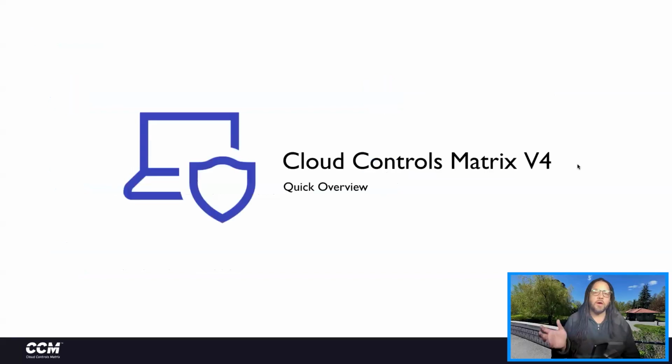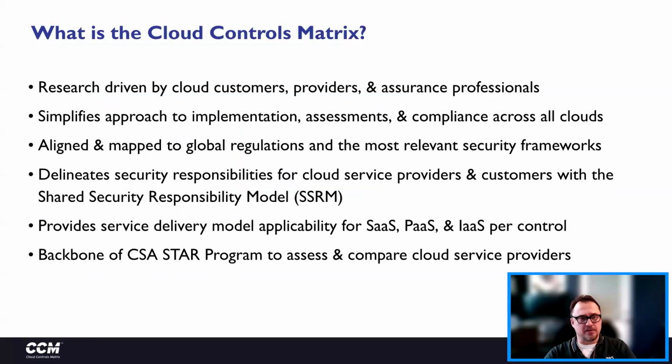Let's start by going all the way up to the Cloud Controls Matrix version 4, commonly referred to as the CCM, and make sure that we have a high-level understanding of what the CCM is. So what is the Cloud Controls Matrix? Well, it's a framework developed by the CSA, leveraging expertise and research from cloud security professionals. It helps with implementation security in the cloud. It also helps with assessments. And you'll see there's some companion documentation that really helps with both the implementation and assessments. It also helps with compliance across any cloud environment, regardless of the provider. So it's agnostic. It's not for a specific cloud provider or SaaS service.